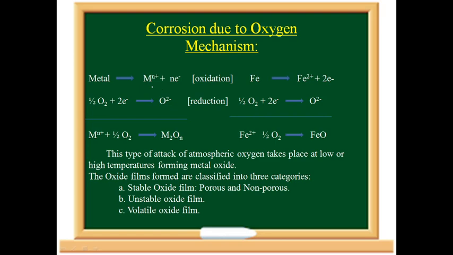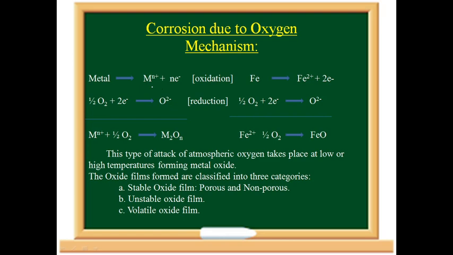So what are the 3 types of oxide film that are formed on the metal surface? And yes, one more important thing, the metal oxide which is formed on the metallic surface takes place either at low temperature or at high temperature, depending on what type of reaction is taking place. So the 3 oxide films are stable oxide film, unstable oxide film and volatile oxide film. All these three films we will see in detail.